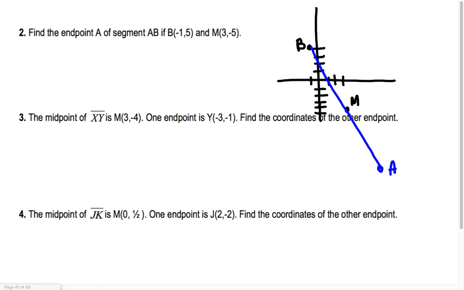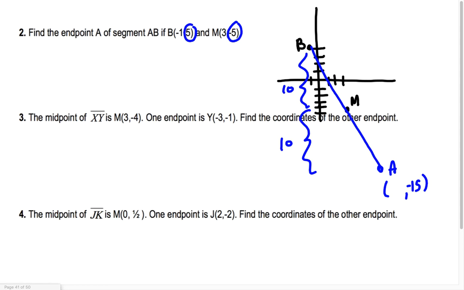Do we agree? You could figure that out because you could say, to start at a height of 5 and go down to negative 5, I had to go down 10 units, right? Wouldn't you have to go down another 10 units to get to A? So what height would that be at then? Negative 15, right? Because we started at 5. If we start at 5 and go down 20, we're at negative 15. How about the x's?